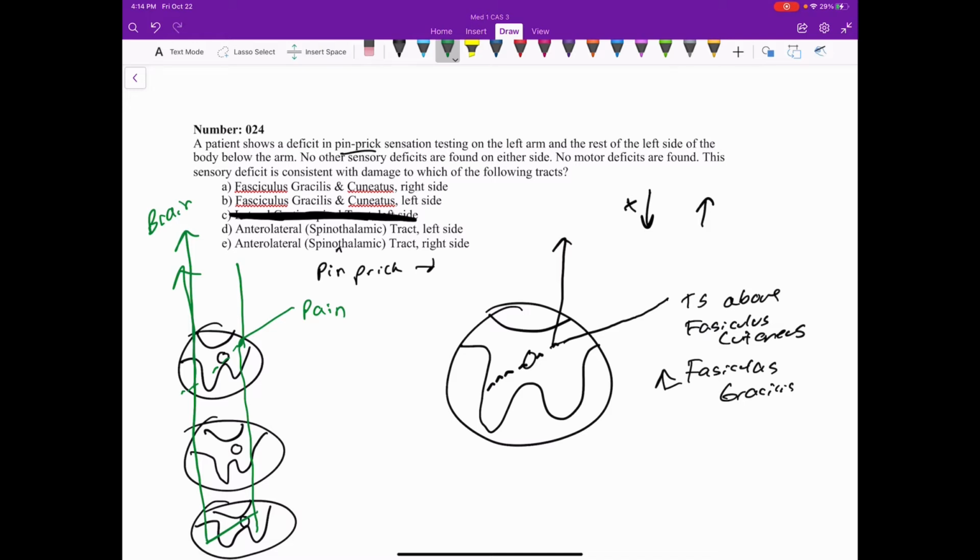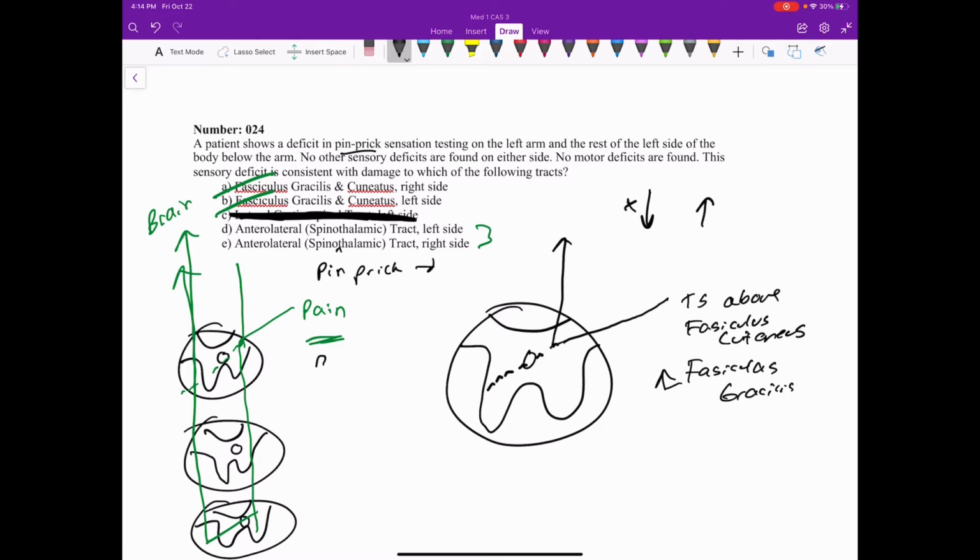Okay, so if it says the left side of the body below the arm, that's what we have: the left arm and the rest of the left side of the body below it. So we know it's going to be in the anterolateral system, so these two are out. Now, is it going to be the left side or the right side? How are you going to distinguish between them? Well, where does the sensory information come from when you're talking about the anterolateral system? It comes from the contralateral side.